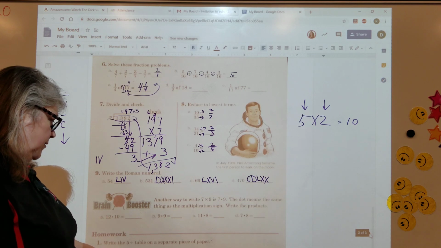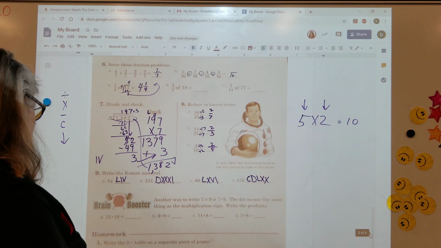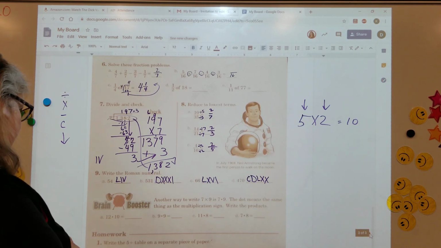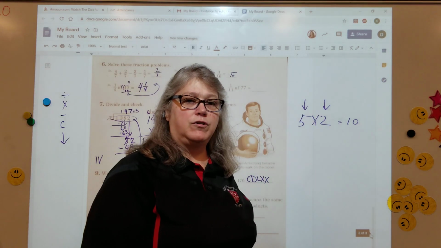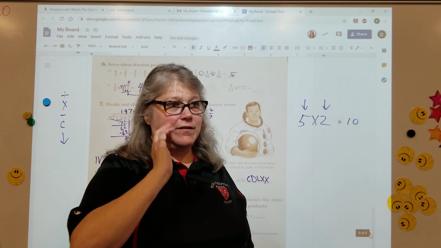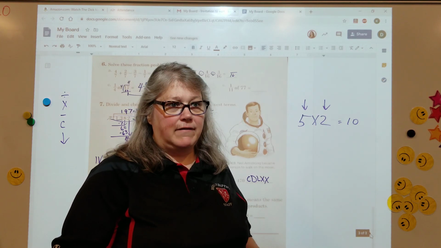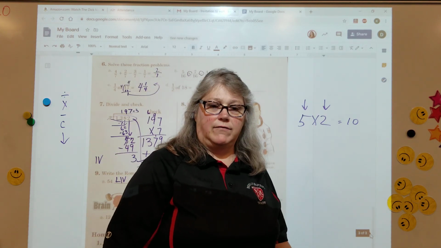These answers are going to be on the back, but write the 5 division table on a separate piece of paper. I would challenge you to write a couple more ones you're struggling with, like maybe the 9s or the 11s or the 7s or 8s, because you're struggling with it, and give you practice.